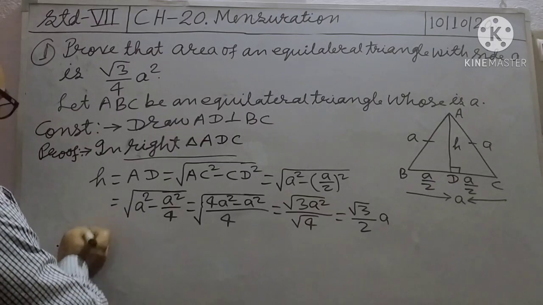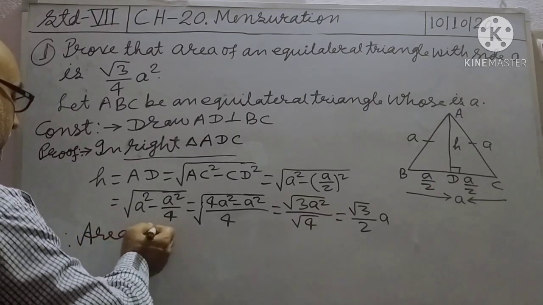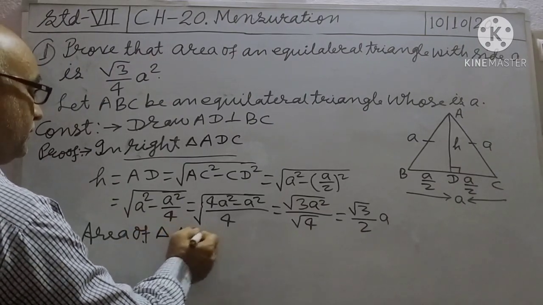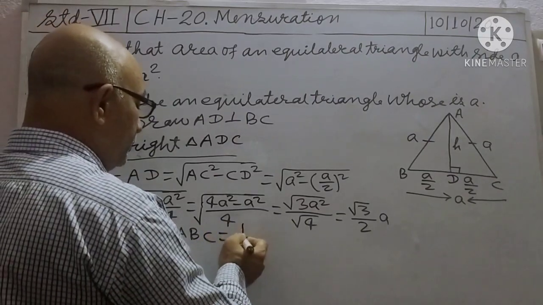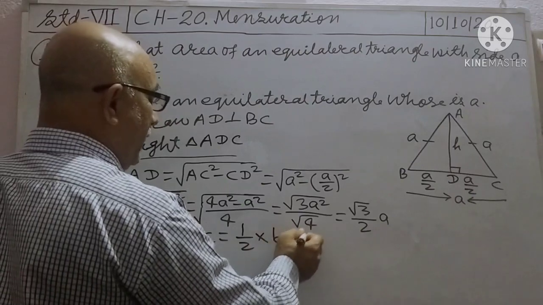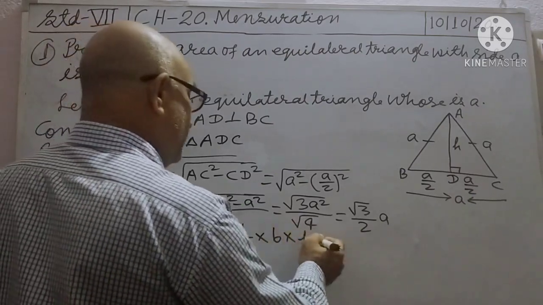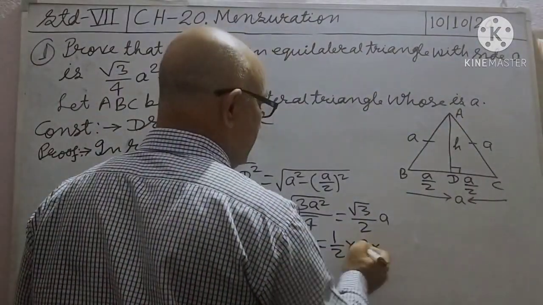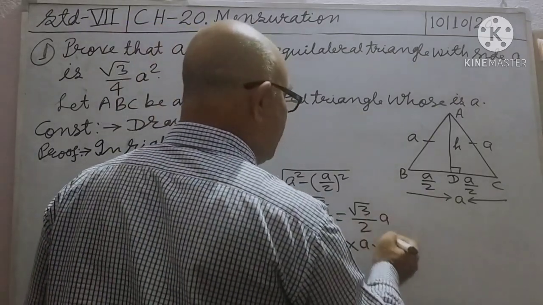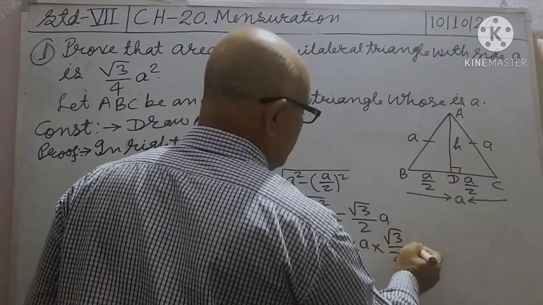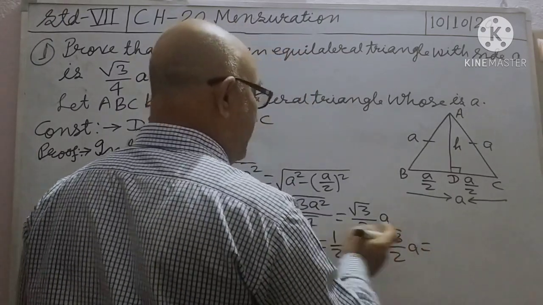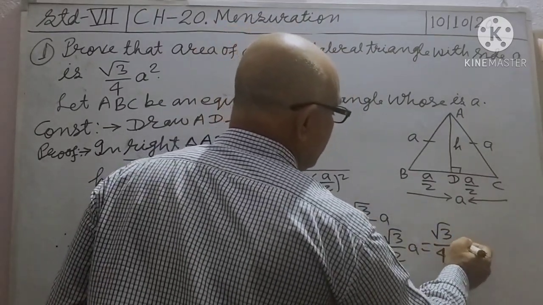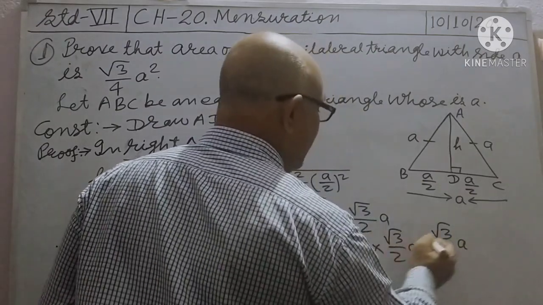Now find area of triangle ABC equal to 1 by 2 into base into height, equal to 1 by 2 into a into height, which is root 3 by 2 a, equal to root 3 into 1, root 3, 2 into 2, 4. So root 3 by 4 into a square.